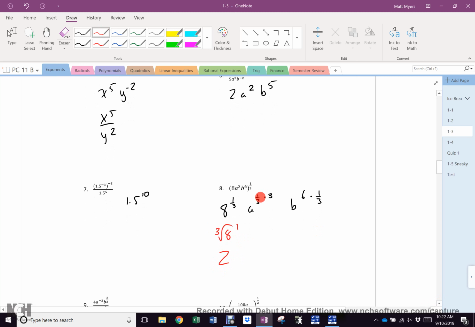What is 1/3 times 3? 1. A to the 1. Do we write 1? No. What is 6 times 1/3? B to the 6/3, which is, of course, b squared.